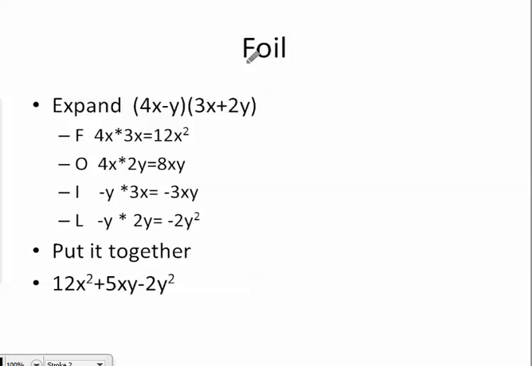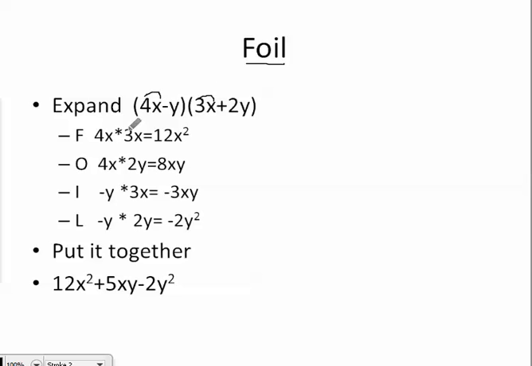Looking at this, FOIL. We learned how to use FOIL in this situation. We're going to expand an equation using FOIL. FOIL is first, outer, inner, last. It's how we expand binomials. What we're going to do is multiply the 4x times 3x. Those are the first terms in both of these two expressions here.